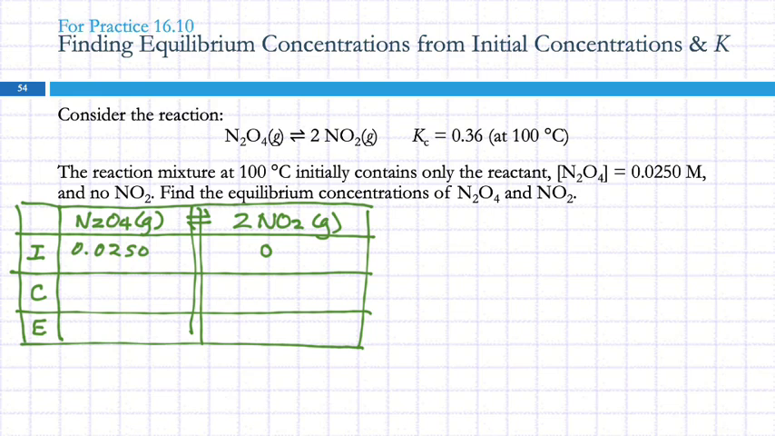In terms of X, how is the concentration of N2O4 changing? It's going to be minus X. How's the concentration of NO2 going to change? Plus 2X. Because when one of these reacts, we make 2 of those. So this coefficient becomes the coefficient in front of the X. Then we add the first 2 rows to get the equilibrium values. So we've got 0.0250 minus X, and we have 2X.